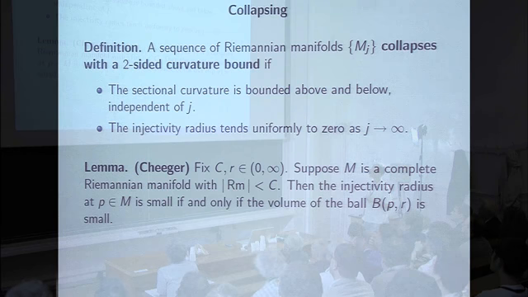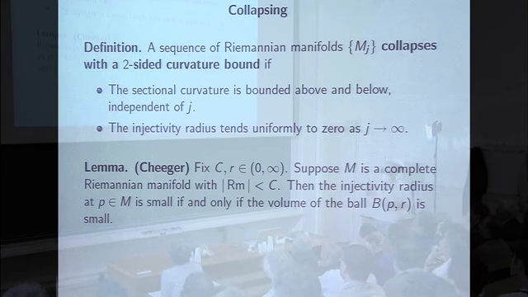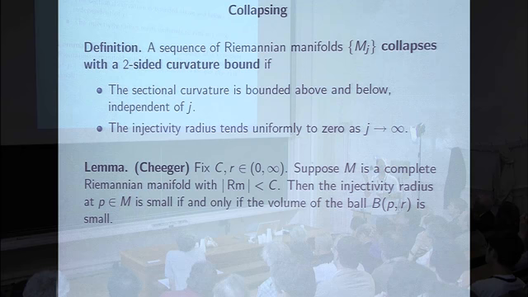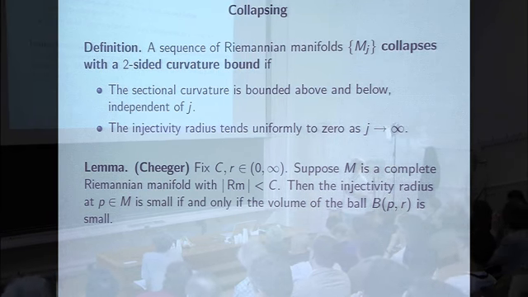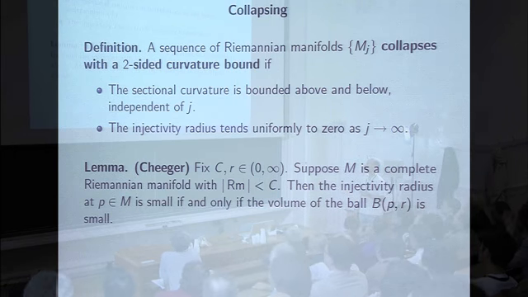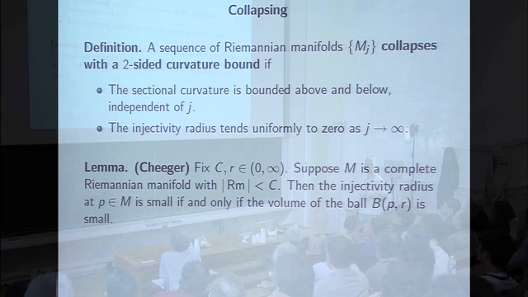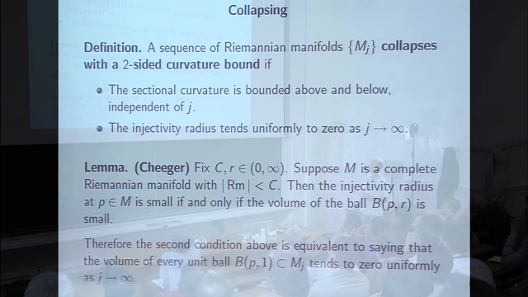So suppose you have a manifold with a curvature bound of C. Then this lower bound on the injectivity radius is equivalent to a lower bound on volumes of balls. The injectivity radius at a point P will be small if and only if the ball of radius R is small. Therefore, in this definition of collapsing, you can replace the second condition with the statement that the volume of every unit ball, or you could take some other radius, tends to 0 as J goes to infinity.